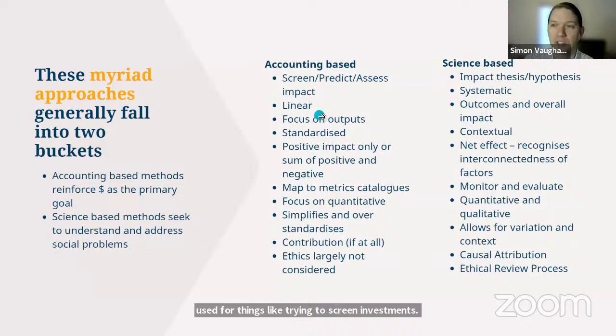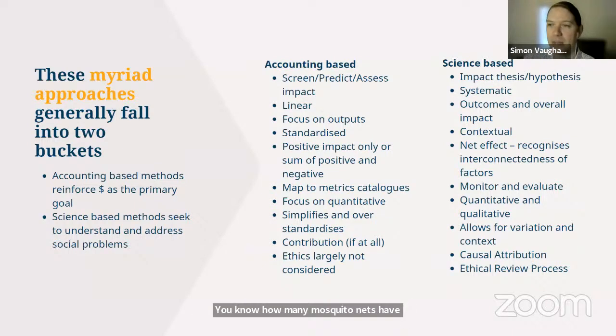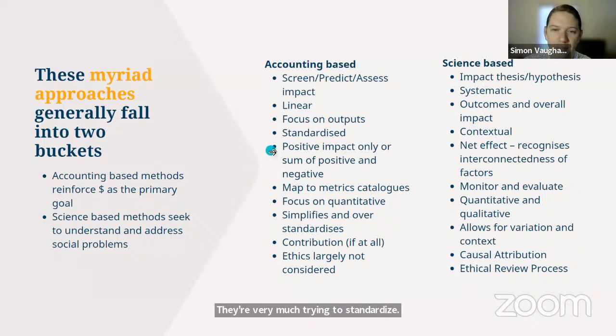They focus on outputs. So how many people have done this activity, how many mosquito nets have been provided, how many meals have been eaten. They're very much trying to standardize. They generally only focus on positive impact. They map to metrics catalogs. So what we mean by this is they're trying to find existing things that we have data on and just kind of counting those things.